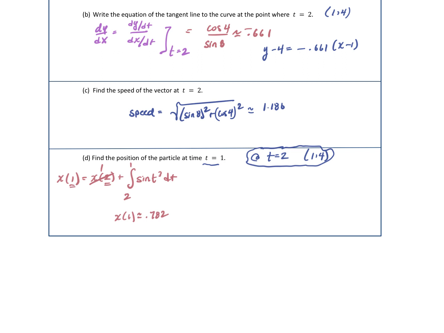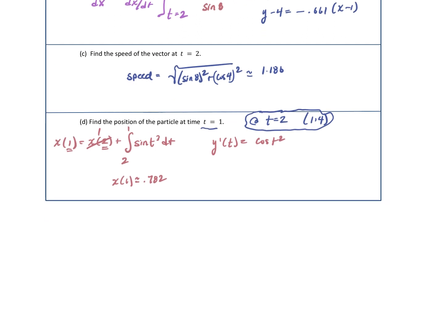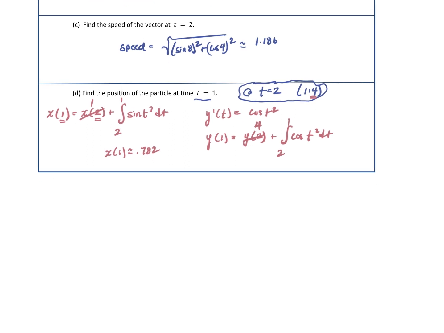And then for the y component, we want y prime of t, which is equal to cosine of t squared. So we want y of 1, which is y of 2 plus the integral from 2 to 1 of cosine of t squared dt. This is your 4. And then you're just going to plug it in your calculator.